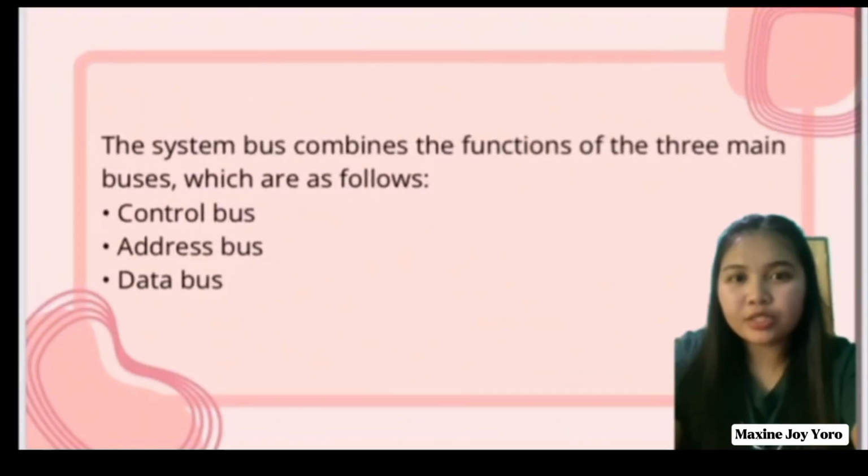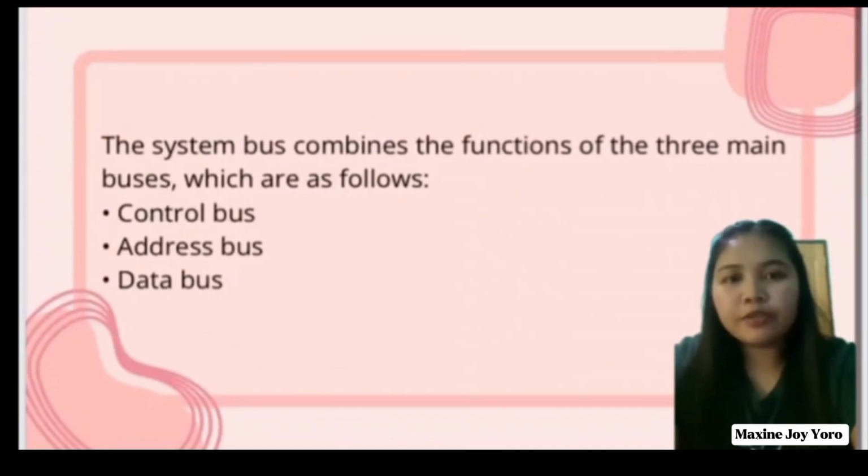The control bus is one of the three main buses that make up the system bus. Its primary function is to carry control, timing, and coordination signals that manage the various functions across the system. The control bus determines how data is processed and manages the flow of data between different components. It ensures that data is transmitted and processed correctly, and that the system operates in a coordinated and efficient manner.